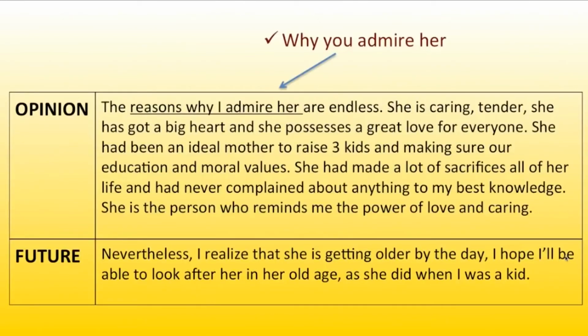The next heading was the opinion heading. "The reasons why I admire her are endless. She is caring, tender, she has got a big heart, and she possesses a great love for everyone. She had been an ideal mother to raise 3 kids and making sure our education and moral values. She had made a lot of sacrifices all of her life and had never complained about anything to my best knowledge. She is the person who reminds me the power of love and caring."